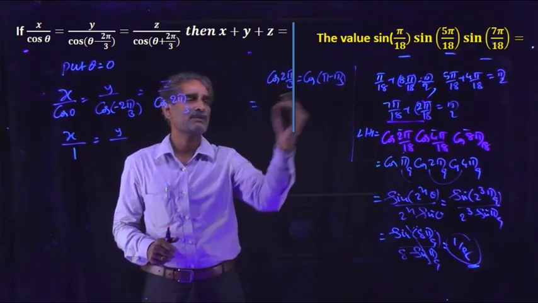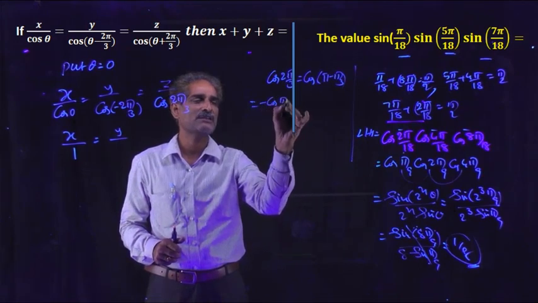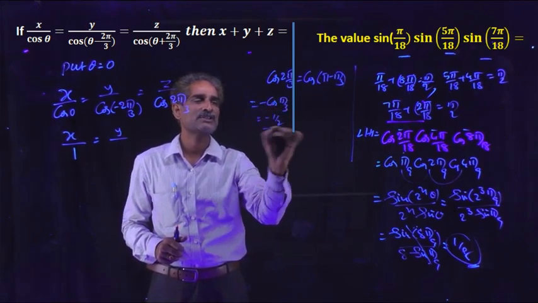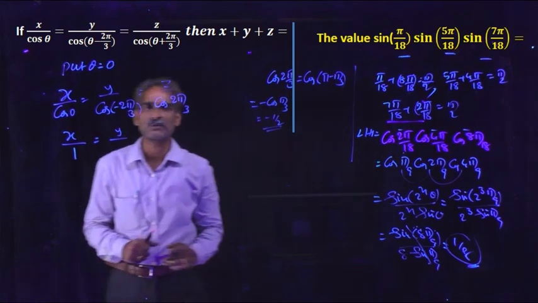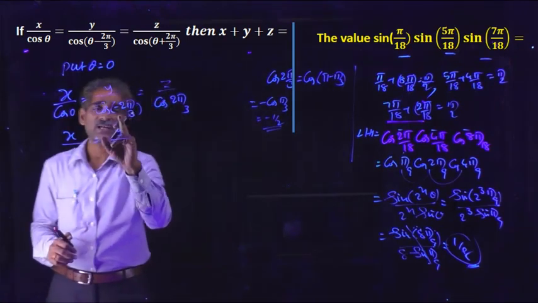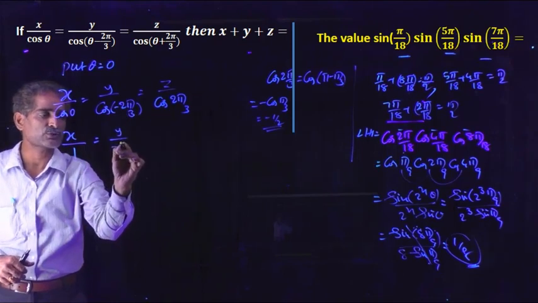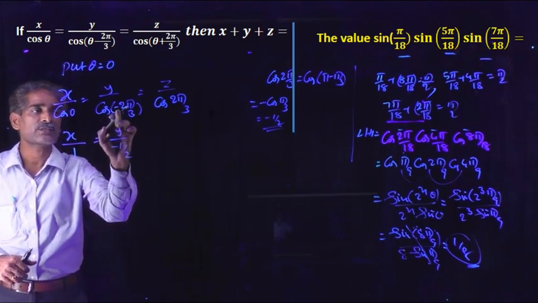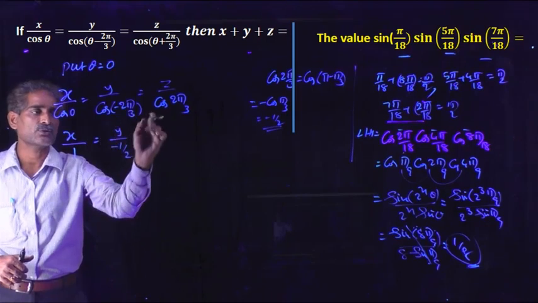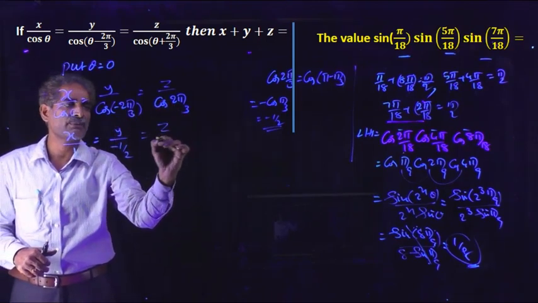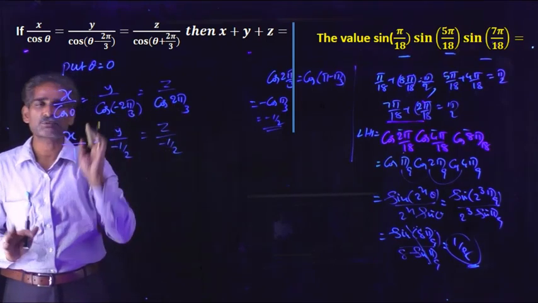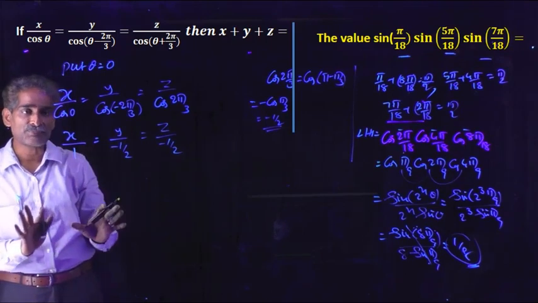So cos of pi minus pi by 3 is minus cos pi by 3, that is equal to minus 1 by 2. This is the way to find the value of cos 2 pi by 3. Okay, cos of minus 2 pi by 3 is the same as cos 2 pi by 3, so the value is minus 1 by 2, because cos of minus theta equals cos theta. So here also we will get the same value, z is minus 1 by 2, x is 1. So this is our objective.